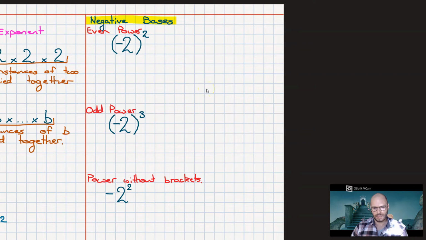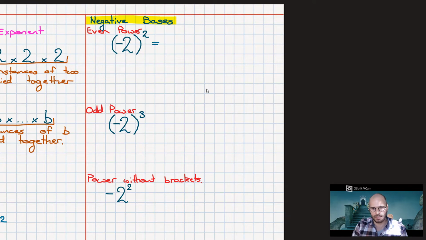Welcome back. In this video we're going to have a look at how we can deal with indices where we have negative bases. To do this, we're going to come up with three different conditions. The first condition we'll look at is when we have an even power. So what we've got here is -2 all raised to the power of 2.